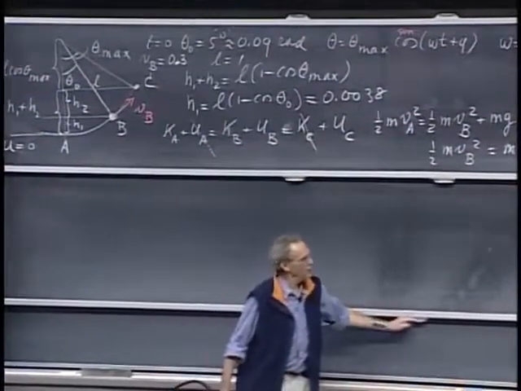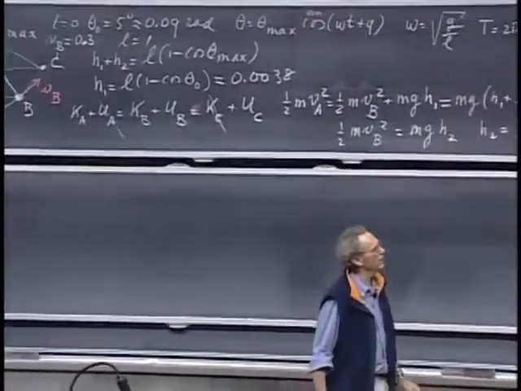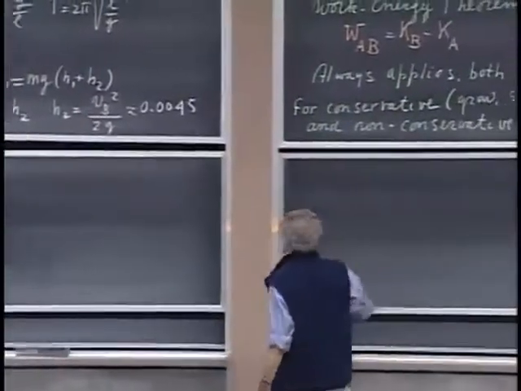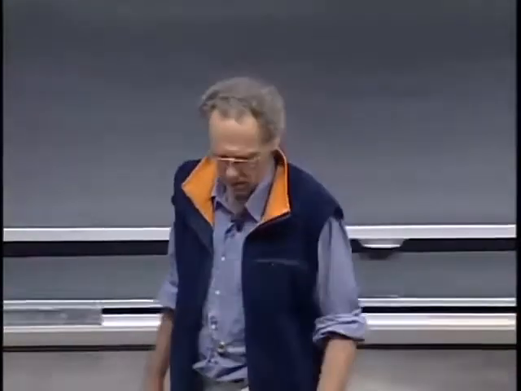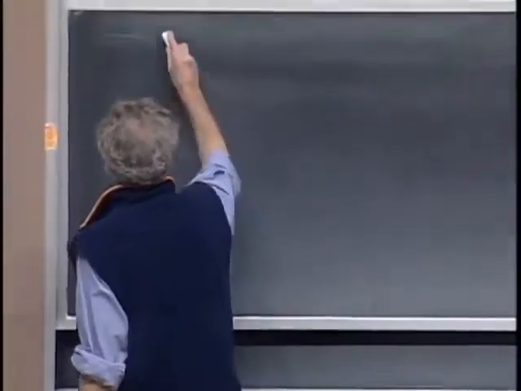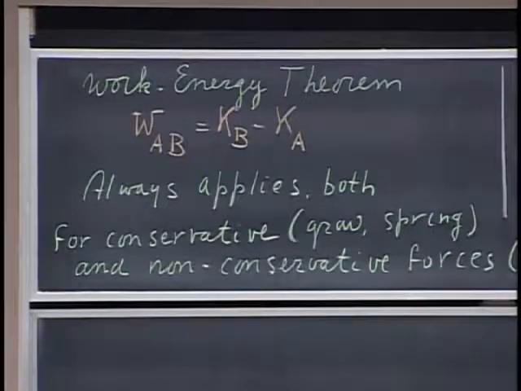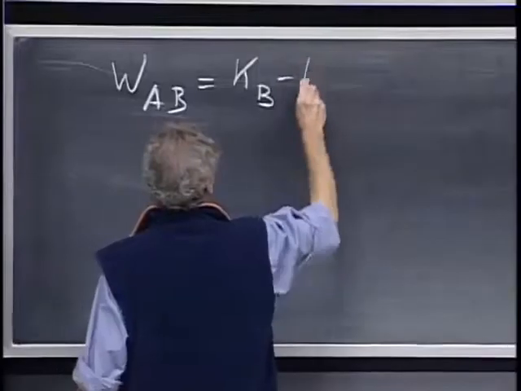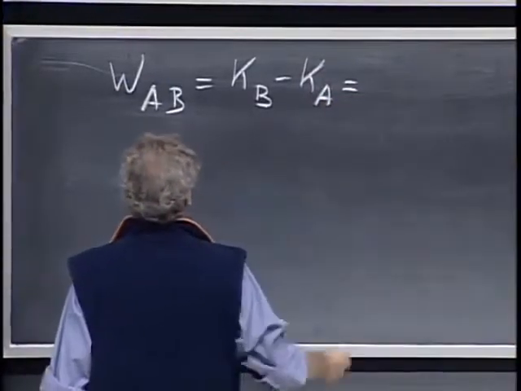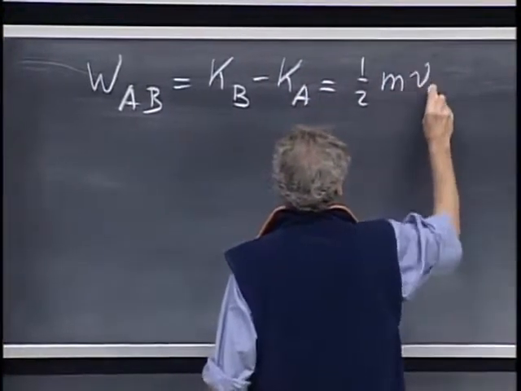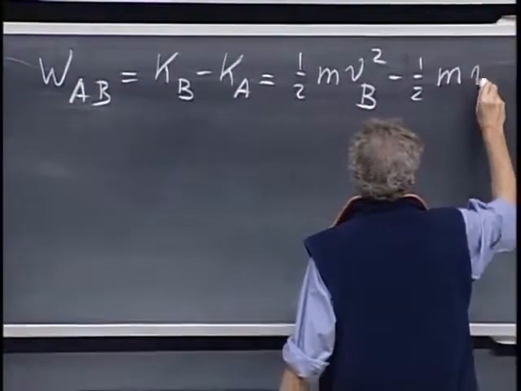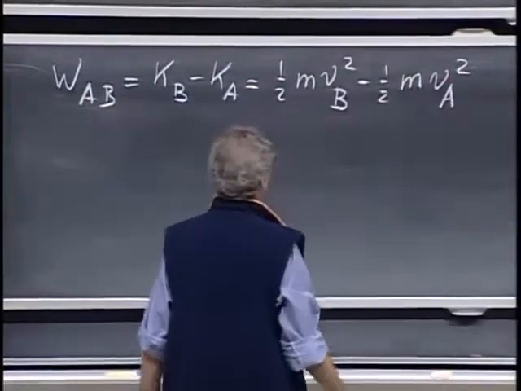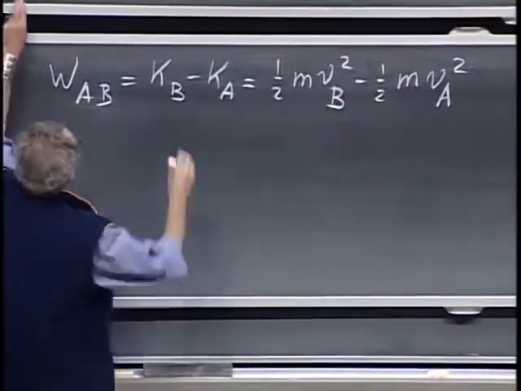However, I said to myself, if we use the conservation of mechanical energy, can we not also use the work energy theorem? Why not? That should work as well. The work energy theorem tells me that the work done on that object, when the object moves from A to B, equals the kinetic energy at B minus the kinetic energy at A. That is 1/2 m Vb squared minus 1/2 m Va squared.